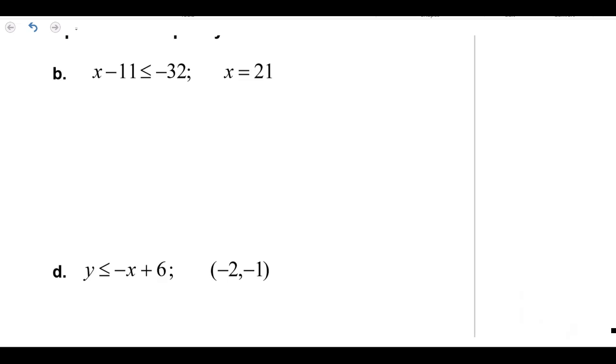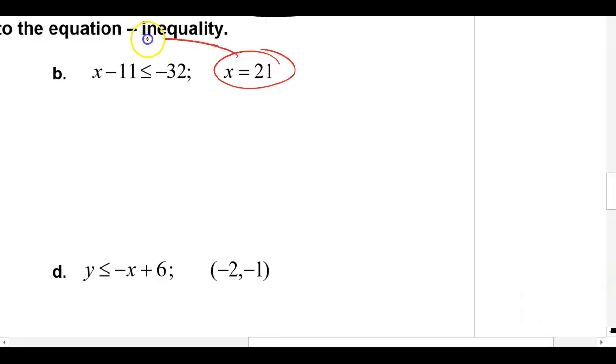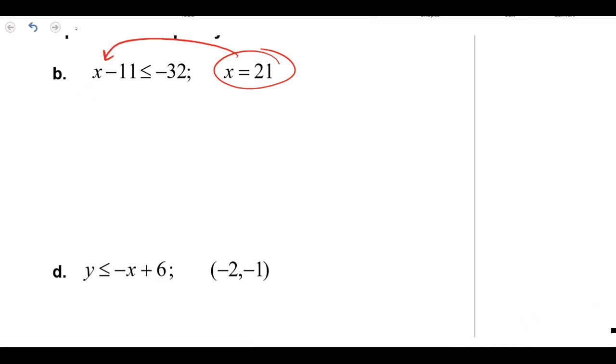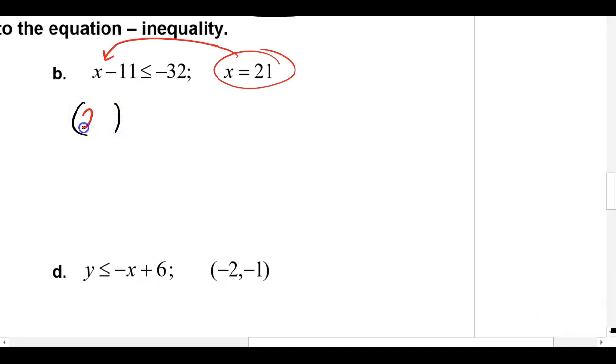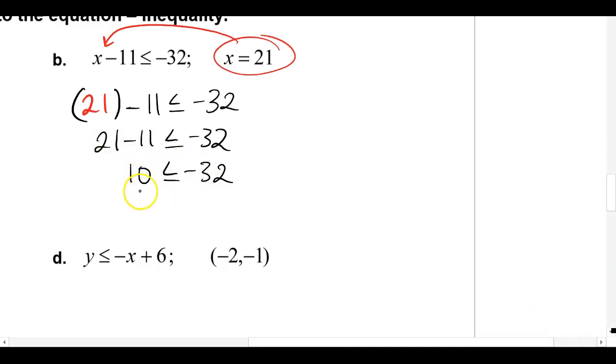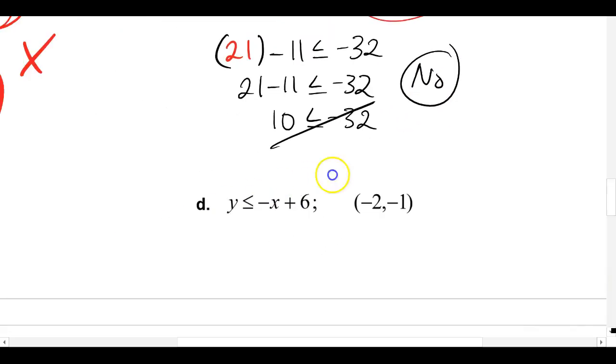B. Let's go ahead and plug in 21. So now we're going to have parentheses and 21 minus 11 is less than or equal to negative 32. I want you to work that out and figure out, is it a yes or no? Well, after plugging in 21, it's 21 minus 11, and that equals 10. But it's an inequality, so even though the numbers are different, it still might be true. So this says 10 is less than or equal to negative 32. Well, is positive 10 smaller than negative 32? No, positive numbers are always bigger than negative numbers. And it's not equal either. So this is a no. It's not true.